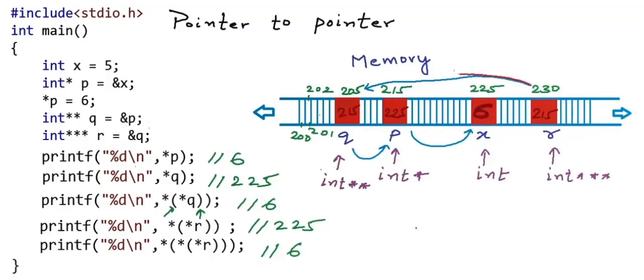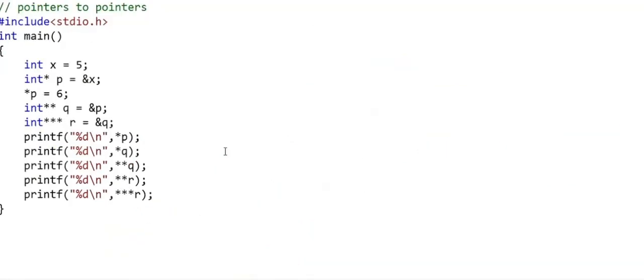From R we are using one asterisk operator and we are able to go to Q, then we are using the asterisk operator twice and we reach P, and then we are using the asterisk operator thrice and we reach X. Let's make some more changes in this code and run this in a real compiler. So what I'll do here is I'll write a statement like this, and then after this statement I'll print the value in X.